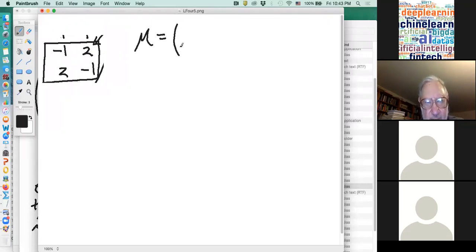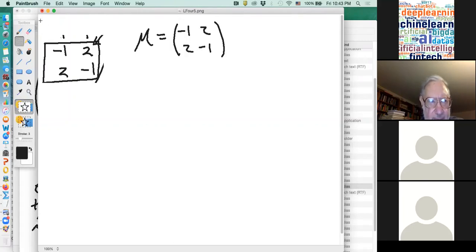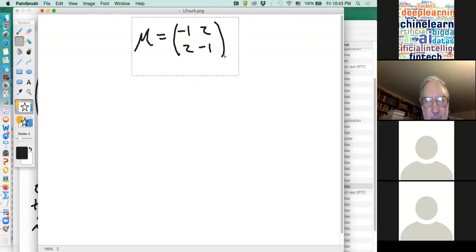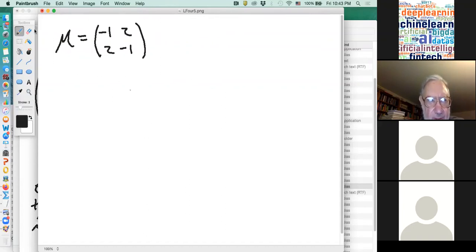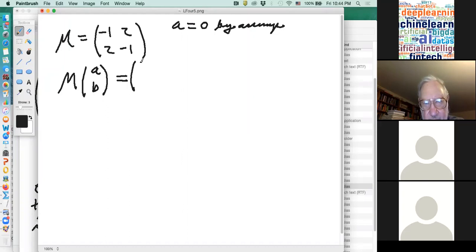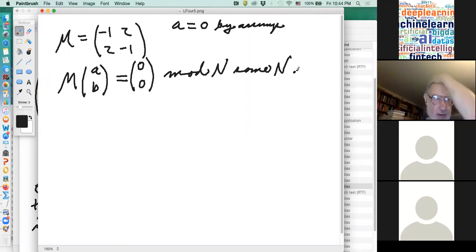M is equal to the matrix minus 1, 2, 2, minus 1. Okay. And what we are concerned with is, because we're assuming that A is equal to 0 by assumption, so our system is M times (A, B) should be equal to (0, 0) mod n for some n. Right? But we don't know what n is, right? We want to find out what is the appropriate n.